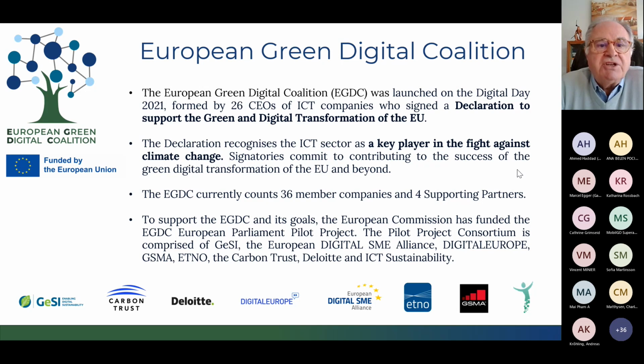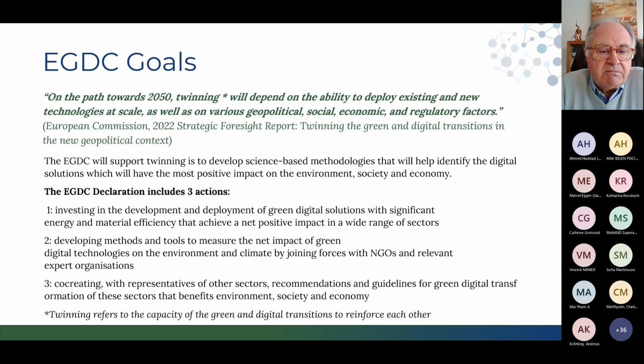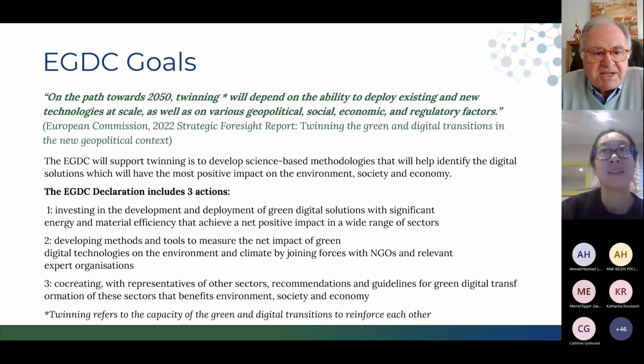I don't know how much you know about the coalition. Any company that would like to join the coalition and also the partners, they need to fulfill some criteria, and they do that through the signing of a declaration, which includes 3 key actions. One is investing in the development and deployment of green digital solutions with significant energy and material efficiency that achieve a net positive impact in different sectors. Then the second one is developing methods and tools to measure the net impact of the green technologies on the environment and climate. And the third one is co-creating with representatives of the sectors, recommendations and guidelines for green digital transformation of these sectors that benefits the environment, society and economy.